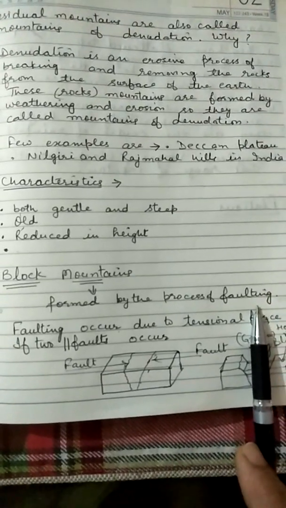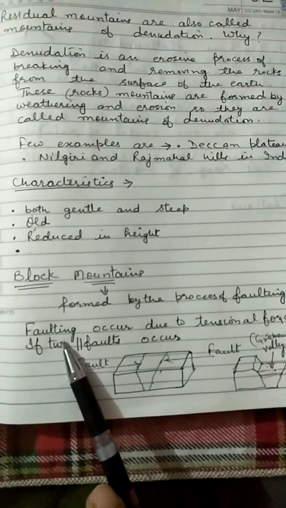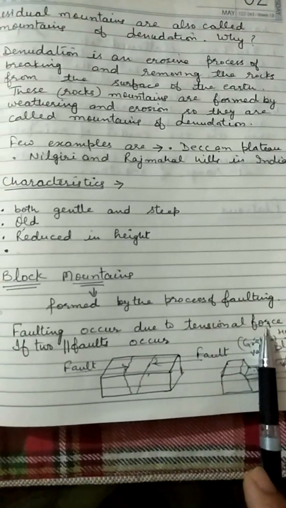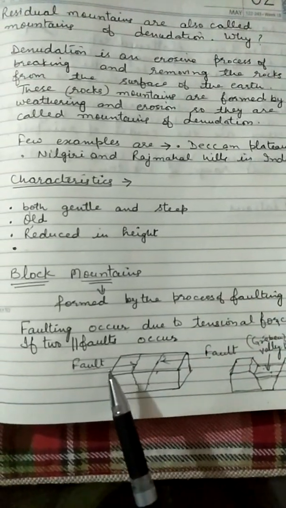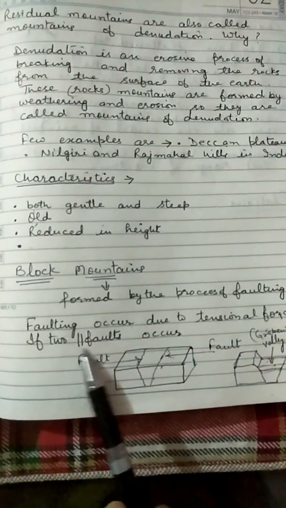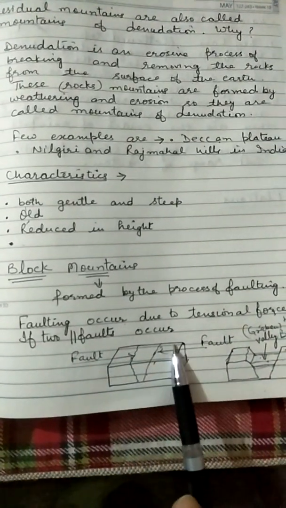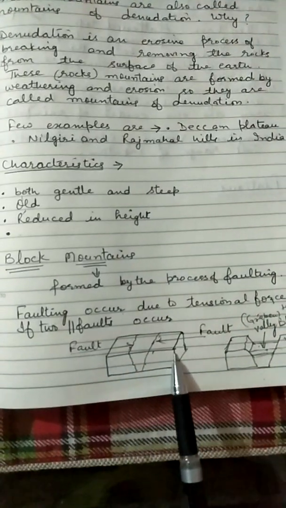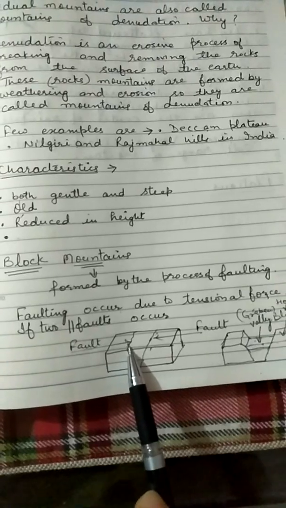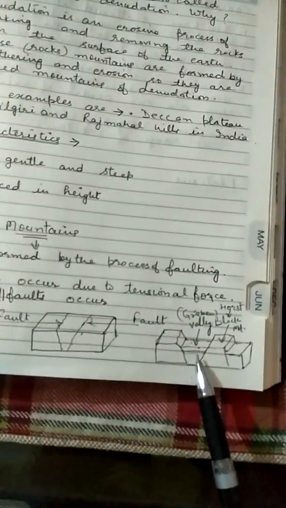Faulting is crack. Now, crack occurs due to tensional force. Tension means when two plates are moving away from each other. If two parallel faults occur like this, you can see this is surface of the earth and this is fault number 1, this is fault number 2. They are parallel faults. What will happen in this case?